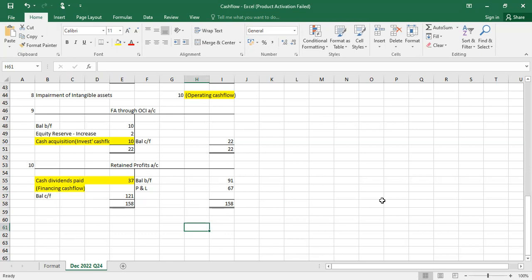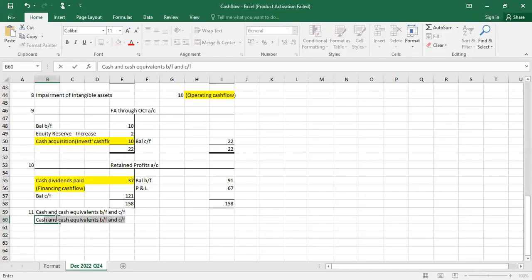Which other adjustment would be important for us? Possibly, I think probably number 11 and last, because we'll need this later. Let's determine the cash and cash equivalents brought forward and carried forward. The cash and cash equivalents normally comprise what and what? Let me just be very clear on this. This normally comprises cash in hand.